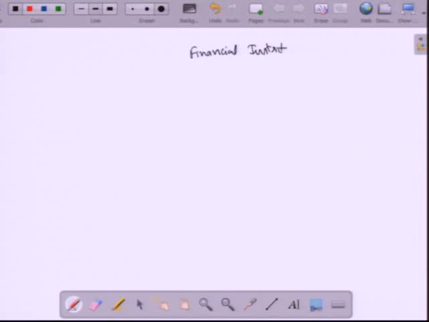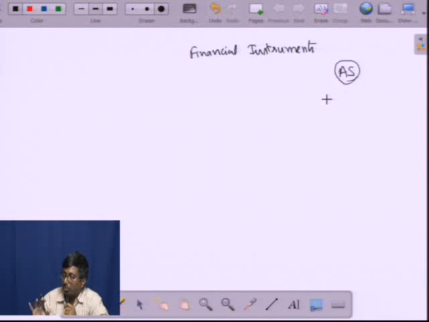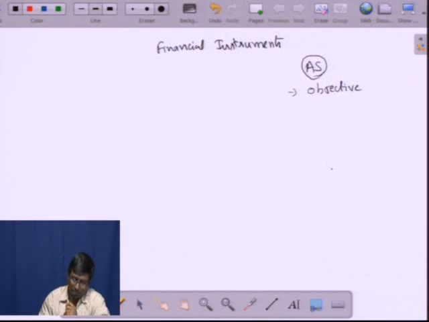This standard, financial instruments, is dealt with by three standards. If you observe, generally any accounting standard is divided into 5 parts. The first part is the objective. Why the standard exists and what the standard deals with will be explained under the objective paragraph.